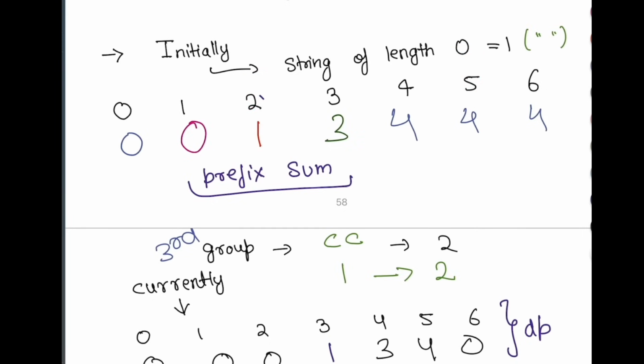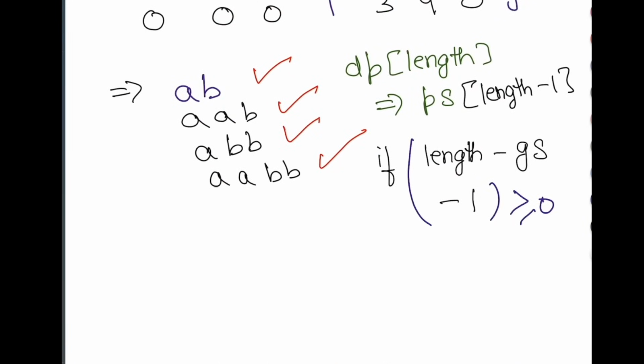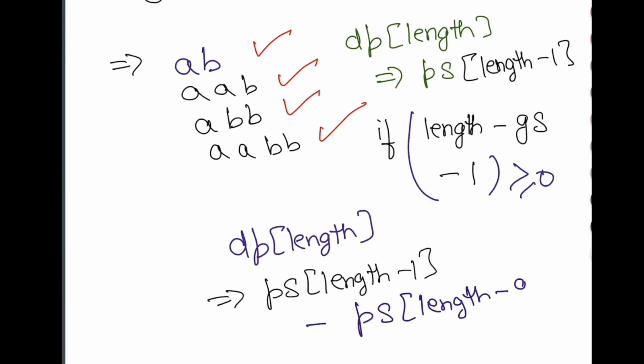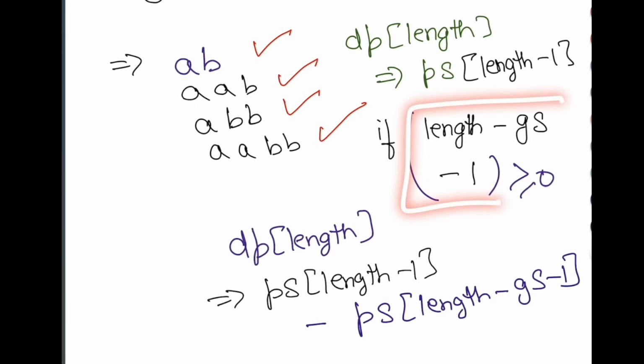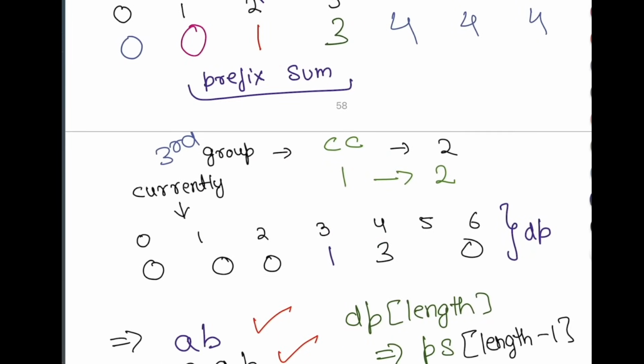So maybe we will have to say, okay, 4, we are taking it here, but it should be 4 minus this 1. So if this particular value is more than or equal to 0, then the dp of my current length, which I assigned with this value, will not be correct. This will now be equal to ps of current length minus 1, where ps means the prefix sum, minus ps of length minus group size minus 1. So the prefix sum of 4 is 4, 4 minus prefix sum of 2 is 3. So there are not 4, but 3 ways to create a string of length exactly 5.